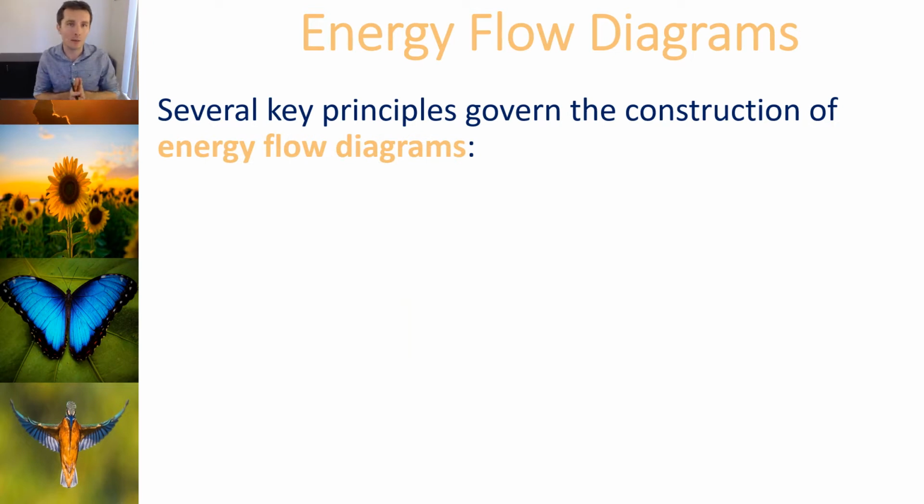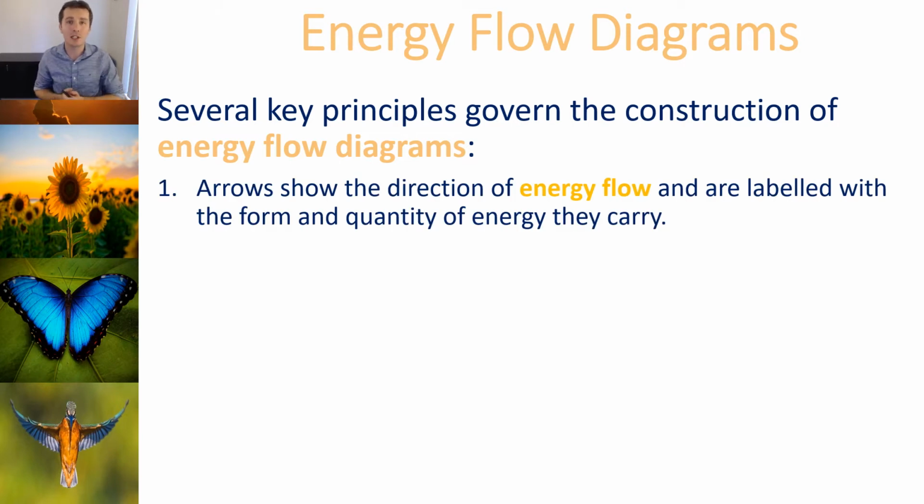So there are several key points I want you to keep in mind when constructing energy flow diagrams, because one of the learning goals is to be able to construct them, and you may be asked to do something like that in an external exam. The first thing is the arrows show the direction of energy flow and are labeled with the form and quantity of energy they carry. In that previous one, you noticed the arrows were pointing as you move along the trophic levels, so the direction they are pointing is essential.